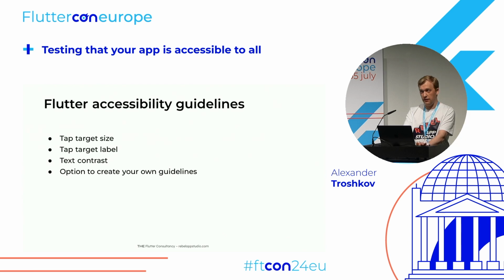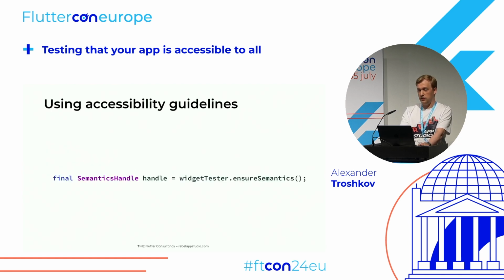But not everything can be tested with accessibility guidelines and automated tests. But it's a very good start and a very helpful thing to have, especially if you have existing widget tests where you can just add this stuff. Yeah, but sometimes you gotta test things manually. So how do I use these guidelines?